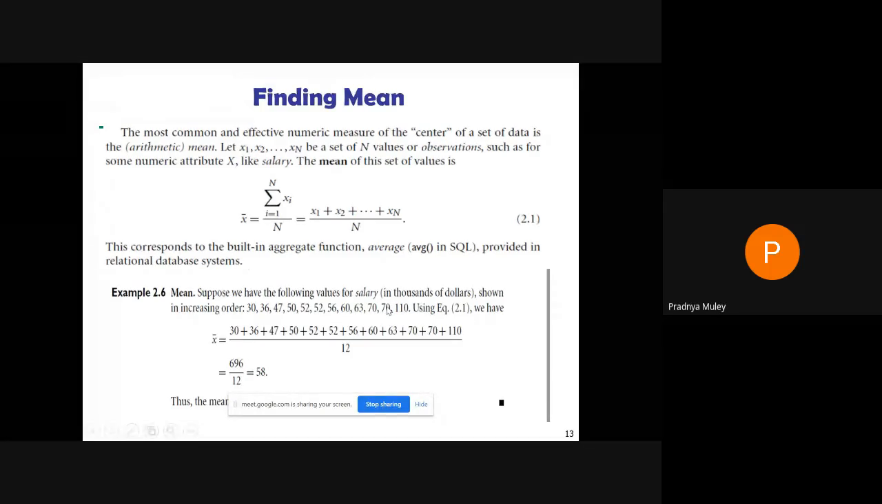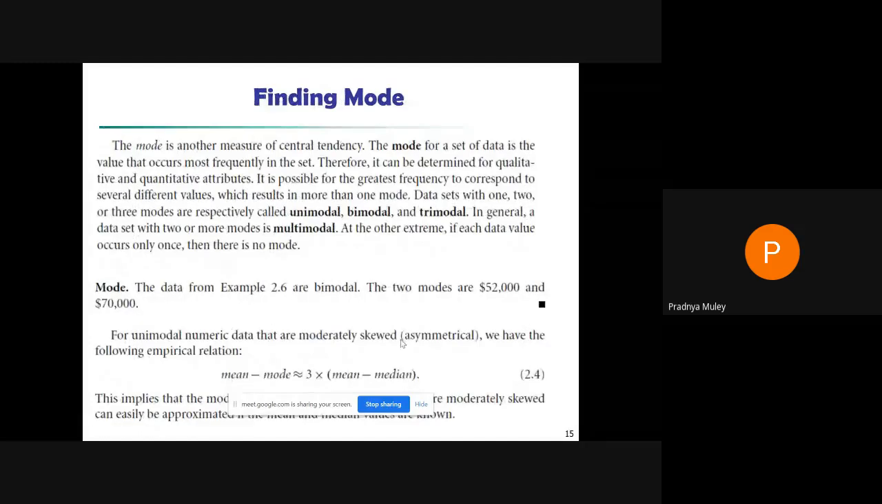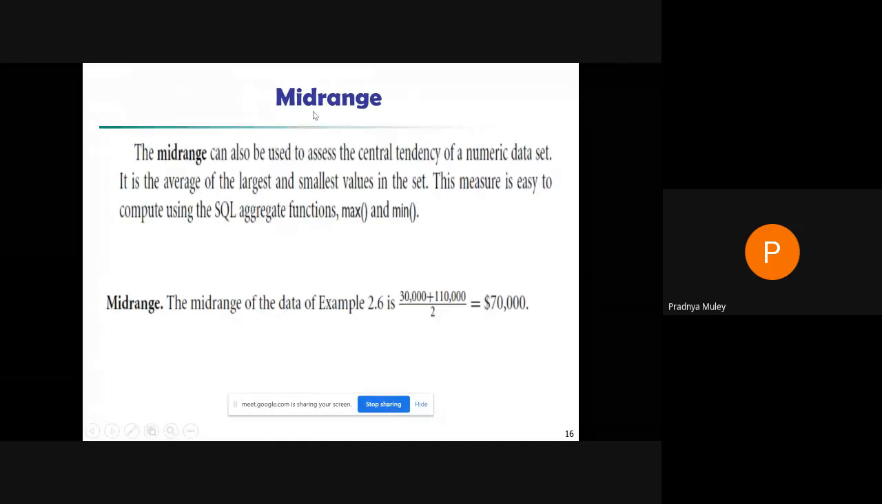So it's a bimodal data set because two values have occurred two times. So this is a bimodal data set. For unimodal numeric data that are moderately skewed, that is asymmetrical, we have the following formula: mean minus mode is equal to 3 into mean minus median. In general, the mode is the value which has occurred most of the times in the data set.